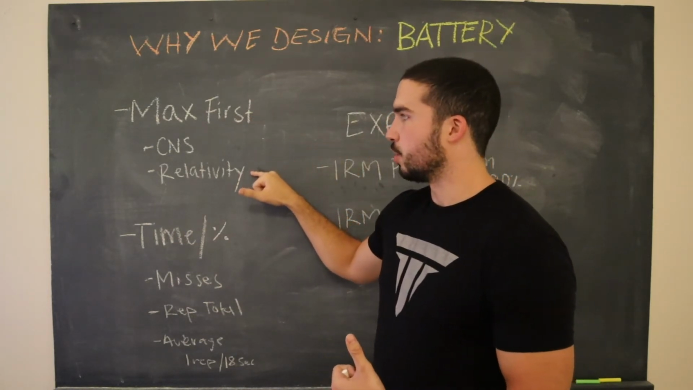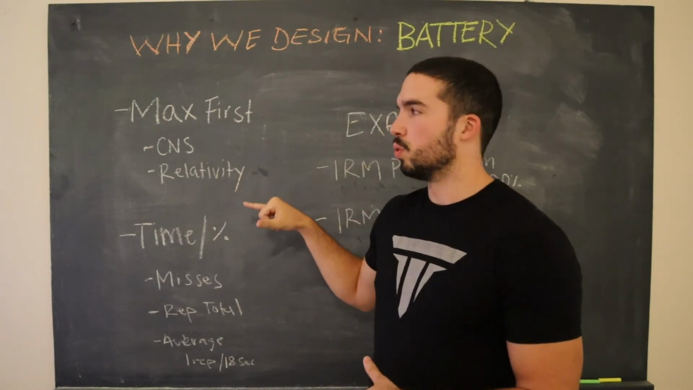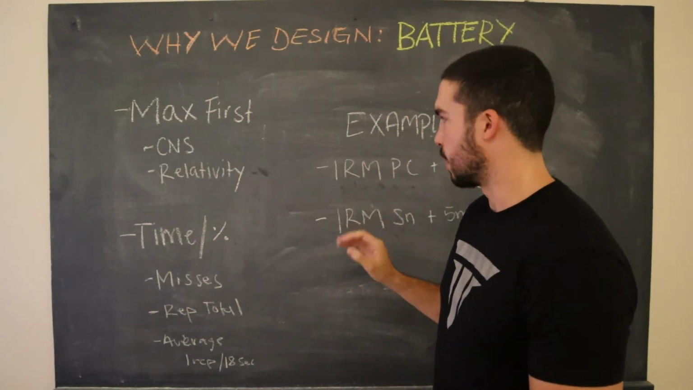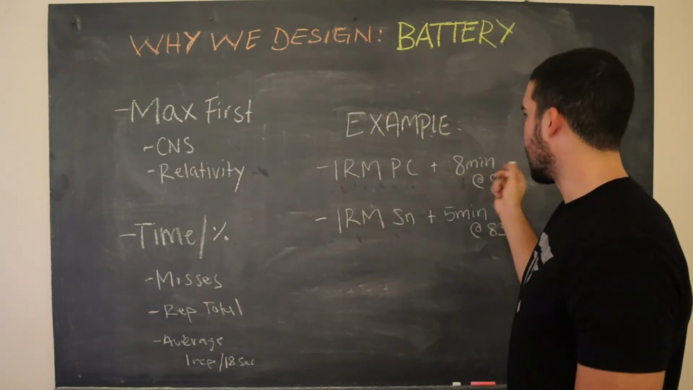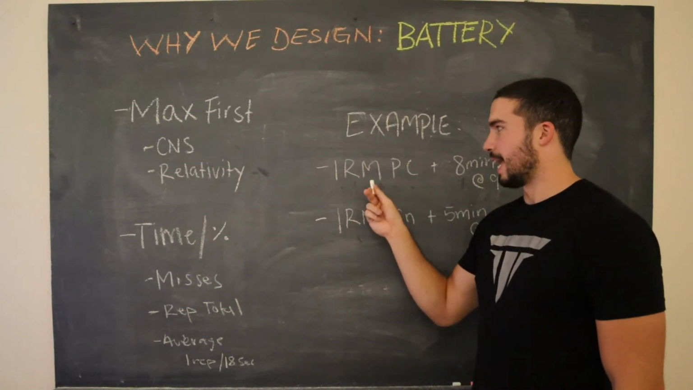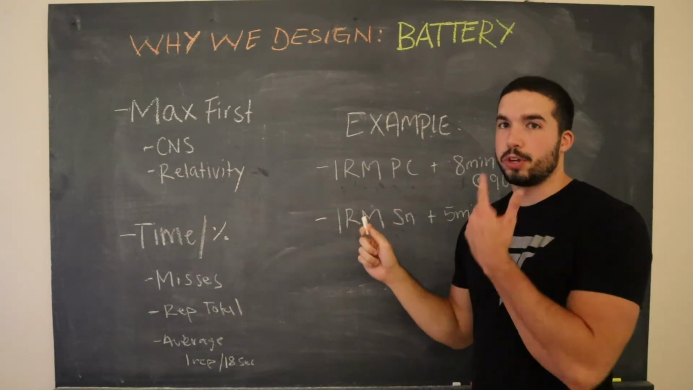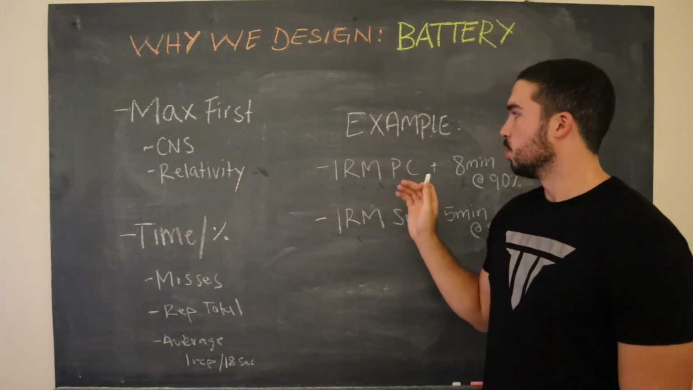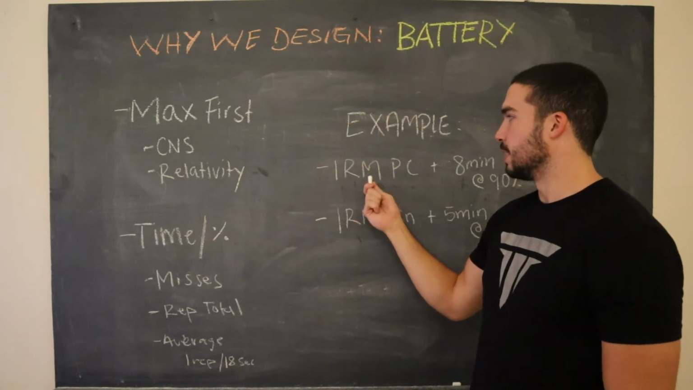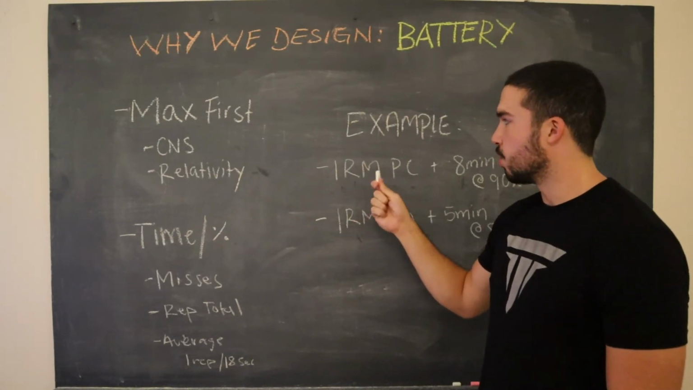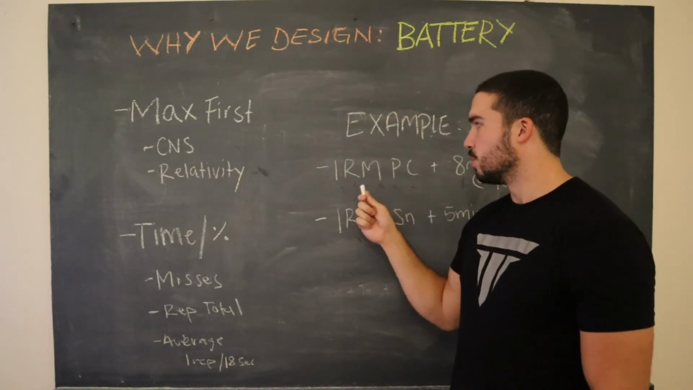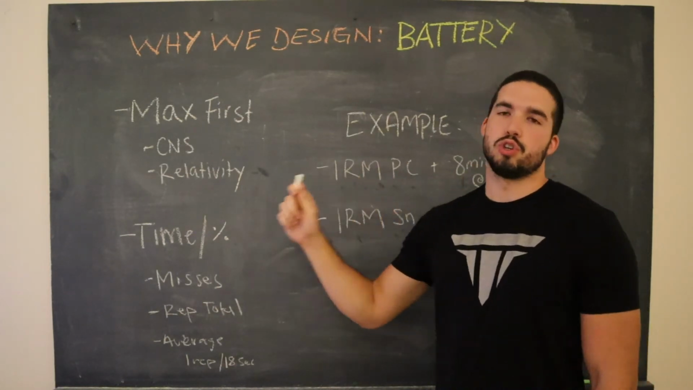The main reason we're going to do it is because of the relativity of the max to the max reps. If I do 8 minutes of max reps at 90%, we really care about what you did today, not what you did 1 year ago, not even what you did 2 weeks ago. If you did a 300-pound power clean 2 weeks ago, but today you only did 285, we need to go off the 285, because we need to know what your battery is in relation to what you can do this day, not what you could do before.